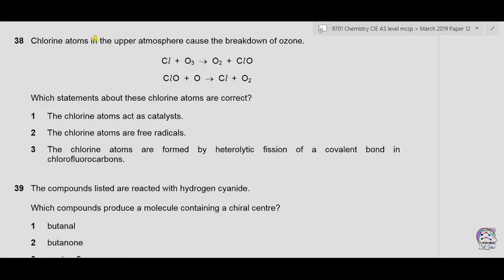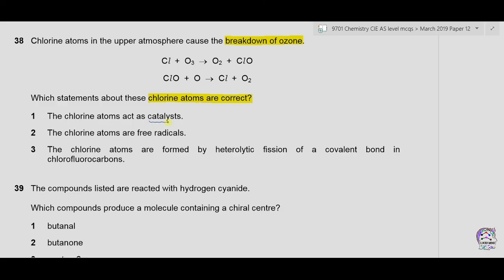Question 38. Chlorine atoms in the upper atmosphere cause the breakdown of ozone. Now these are the chemical reactions involved. Which statement about these chlorine atoms are correct? Number 1. The chlorine atoms act as catalysts.